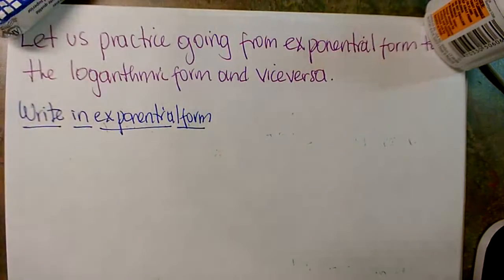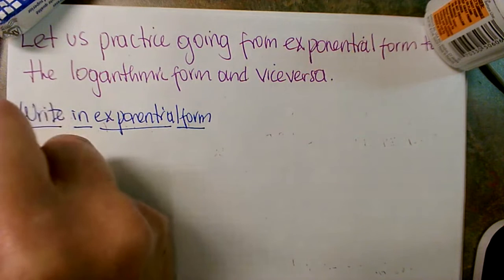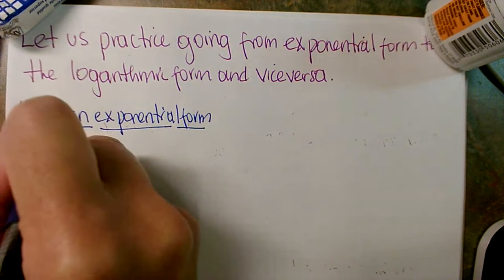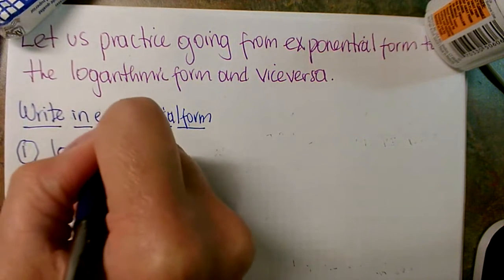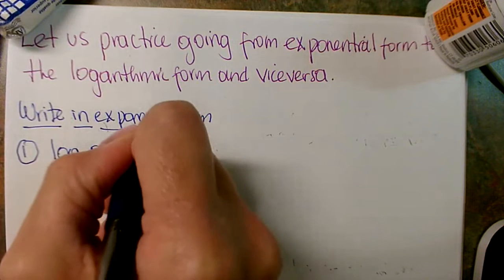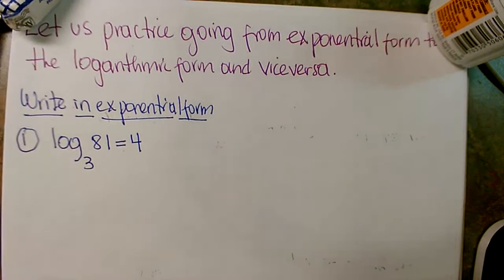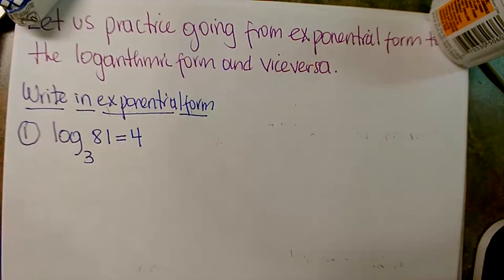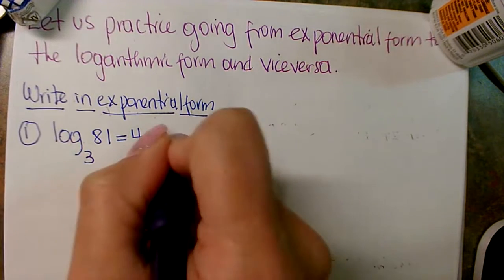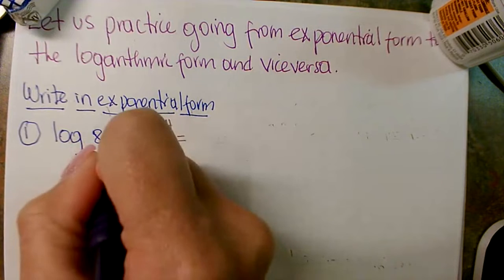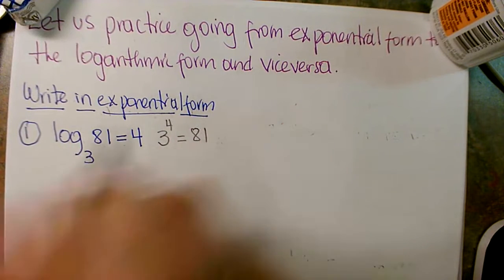So the first one says log base 3 of 81 is equal to 4. So I'm going from logarithmic form to exponential. So we said what? 3 is my base. The answer is my exponent, of 81.